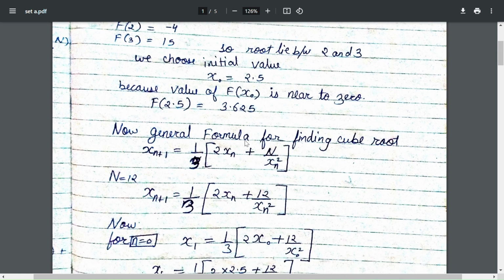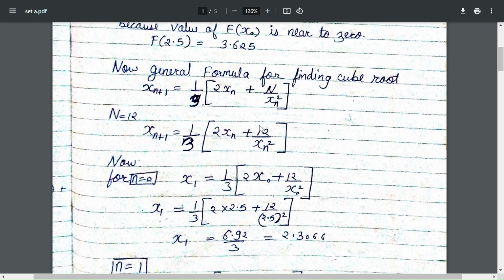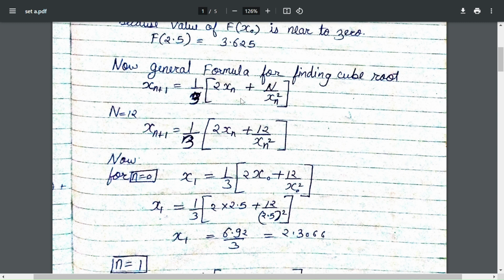Now we have a general formula for finding cube root, which is xn plus 1 equals to 1 by 3 under bracket 2xn plus n divided by xn whole square. Now we will put n equals to 12 in this general formula because we have to find cube root of 12. So when we put n equals to 12, we get xn plus 1 equals to 1 by 3 under bracket 2xn plus 12 divided by xn whole square.